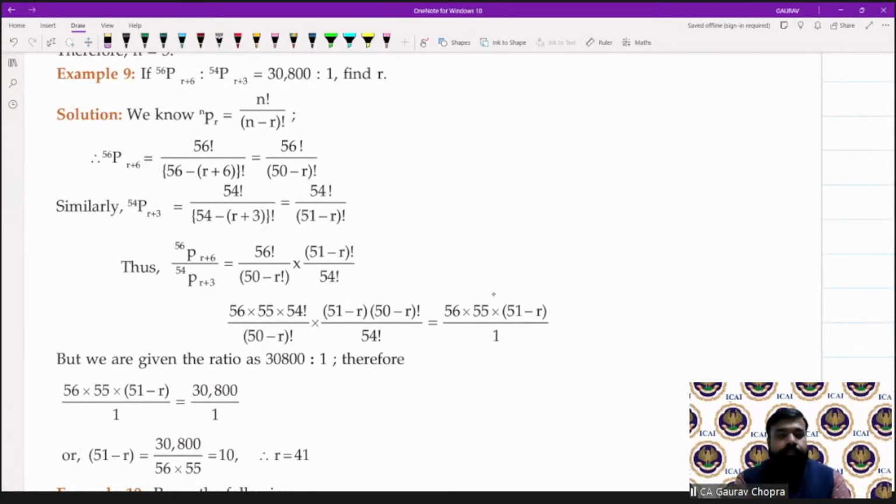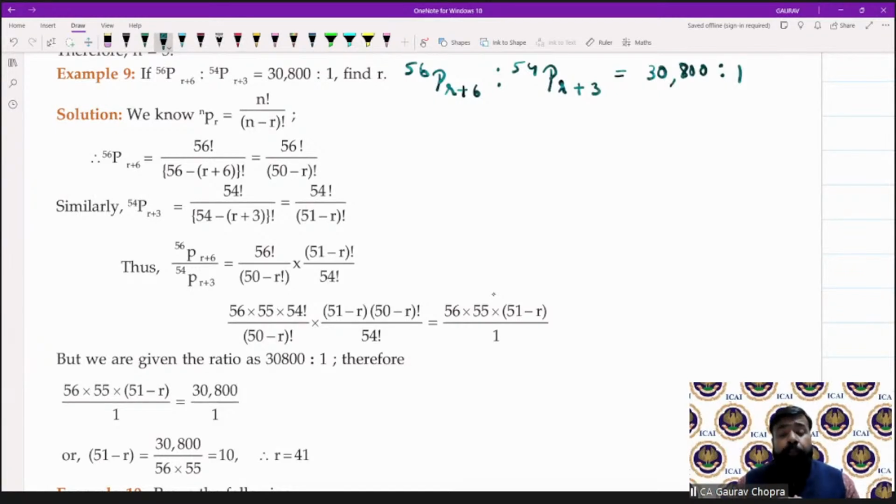Can we start, sir? So example number 9: 56P(r plus 6) ratio 54P(r plus 3) is equal to 30,800 ratio 1. So this is given.